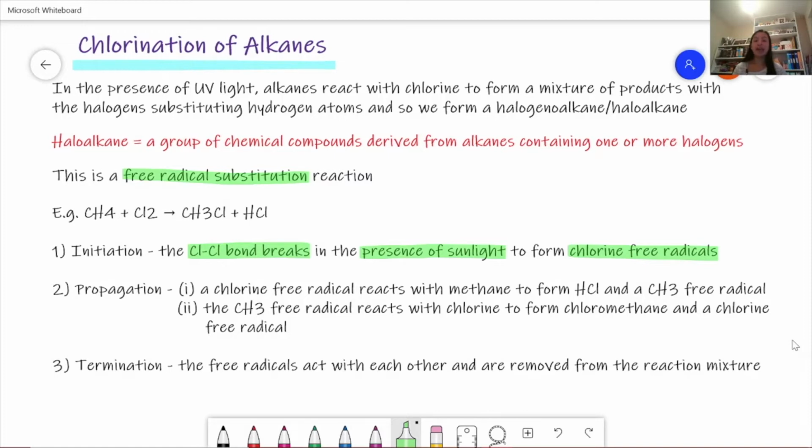And now on to the second step, we have propagation. And propagation has 2 steps. So the first step is that the chlorine free radical reacts with methane, and this forms hydrochloric acid and also a CH3 free radical. And this CH3 free radical then reacts with more chlorine to form chloromethane and also a chlorine free radical. And so because we form a chlorine free radical, this is the chain part of this chain reaction. And the last step is when free radicals react with each other and are removed from the reaction mixture.